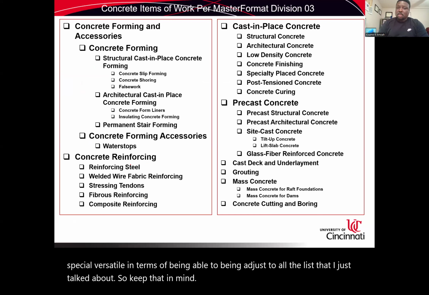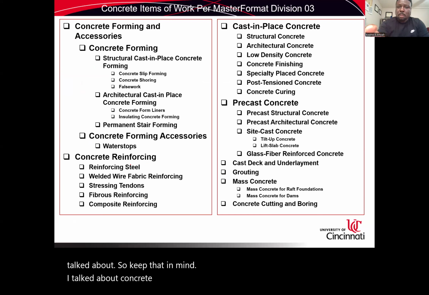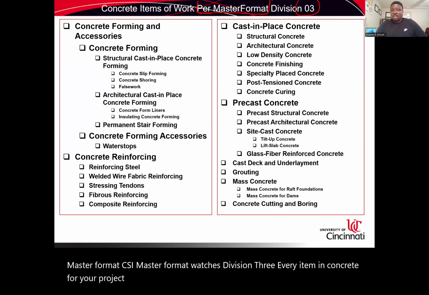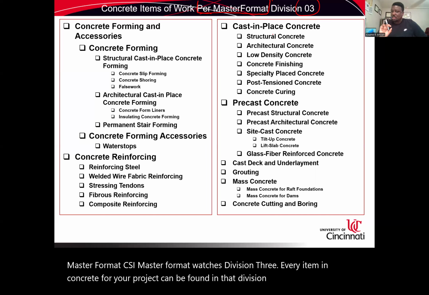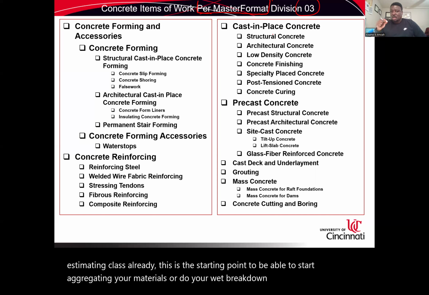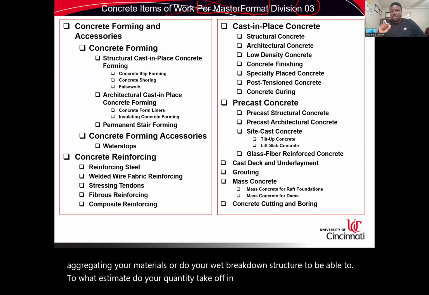I talked about concrete being organized in your master format, CSI master format, which is division 3. Every item in concrete for your project can be found in that division 3. If you have taken the estimating class already, this is the starting point to be able to start aggregating your materials or do your work breakdown structure to be able to estimate, do your quantity takeoff and group type of concrete under your master format CSI division.